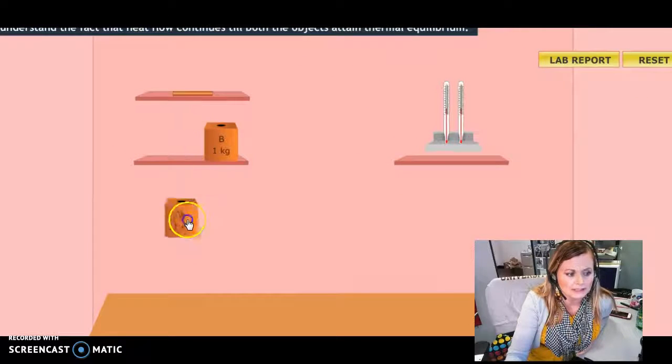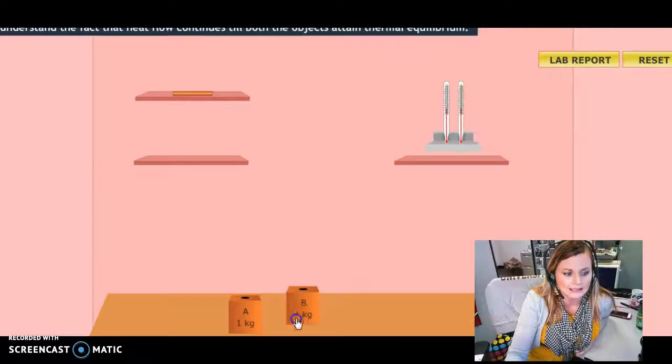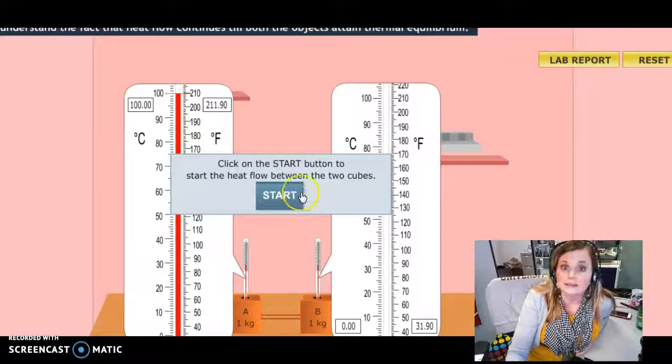So you're going to actually be able to click and drag these things onto the table and put a copper rod to connect them. Yeah, it's a little piggy sometimes. There we go. And you can put thermometers in, each one. And then you can click on the start button and it will tell you what the initial temperature of each block is and the final temperature of each block in both degrees Celsius and degrees Fahrenheit.